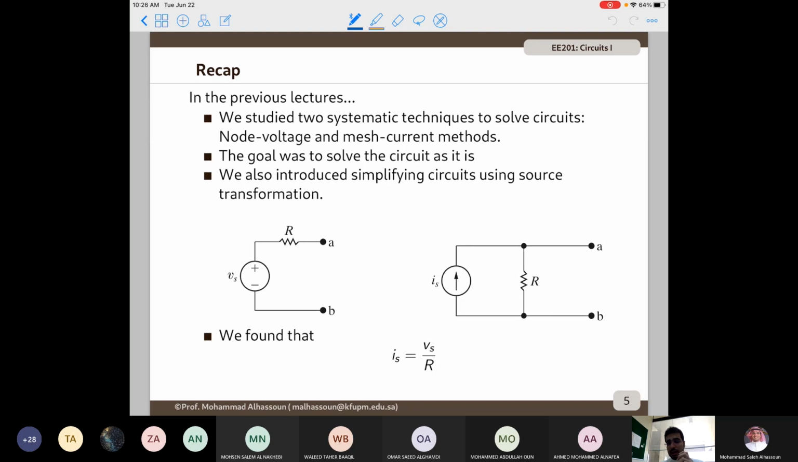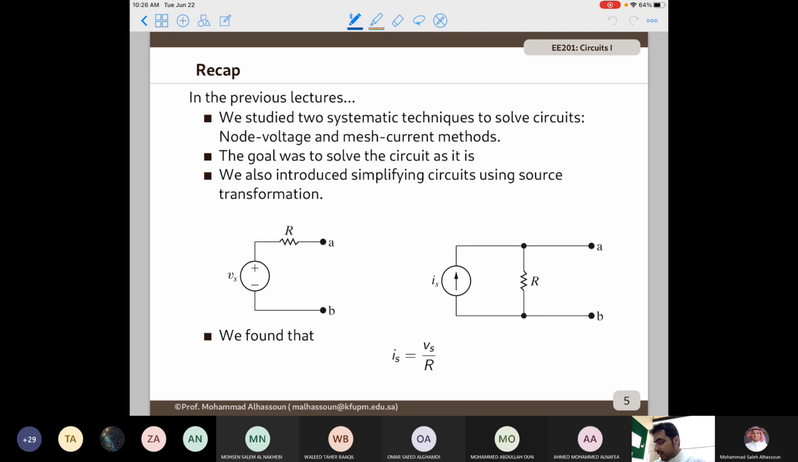The other method is, instead of solving for the essential branch currents, let's solve for the mesh current. In most cases, the mesh current is a fictitious current. It doesn't exist, but it's an intermediate way that gives us a rather simple way of solving complicated circuits. Then we studied the difference between these methods and which method to use, and we realized that it all depends on the problem itself, unless you are asked explicitly to use a specific method.